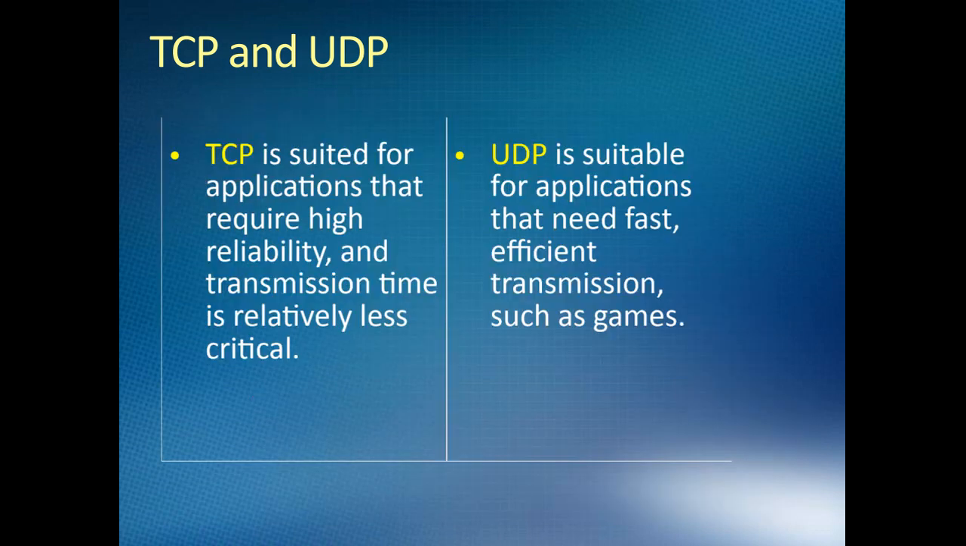So this is the summary. TCP is used for applications when the transmission time is less critical. UDP is used for applications that need fast, efficient transmission, such as games. An example for TCP is emails. Emails need TCP.